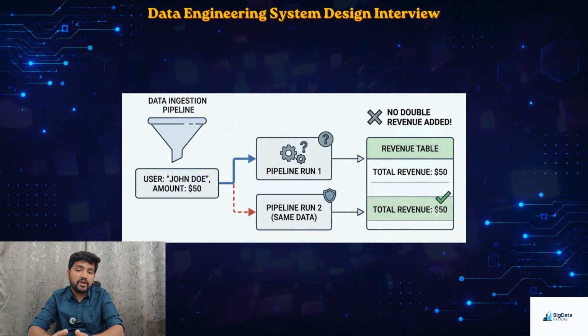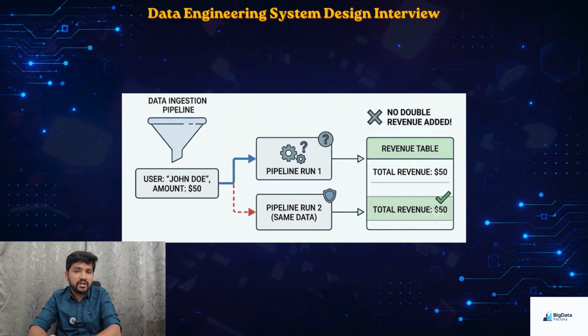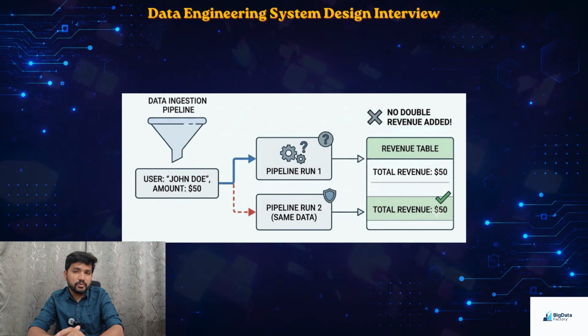For orders, that might be order ID. For payments, payment ID. For events, maybe event ID. These keys matter because they help with deduplication and idempotency. Idempotency means if the pipeline runs twice for the same data, it should not double the revenue. This is one of those words that sound complicated, but the idea is simple. Running the same pipeline twice should produce the same correct result. That is production data engineering.